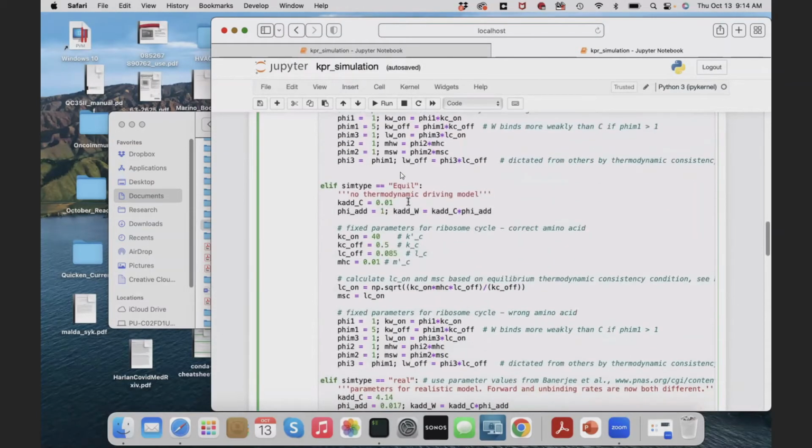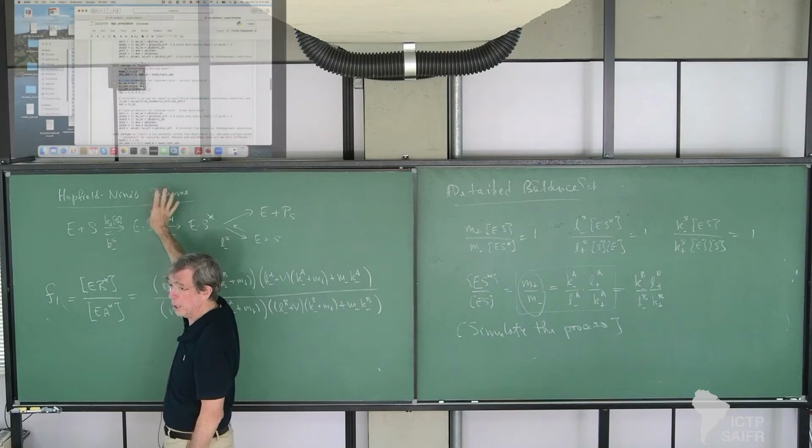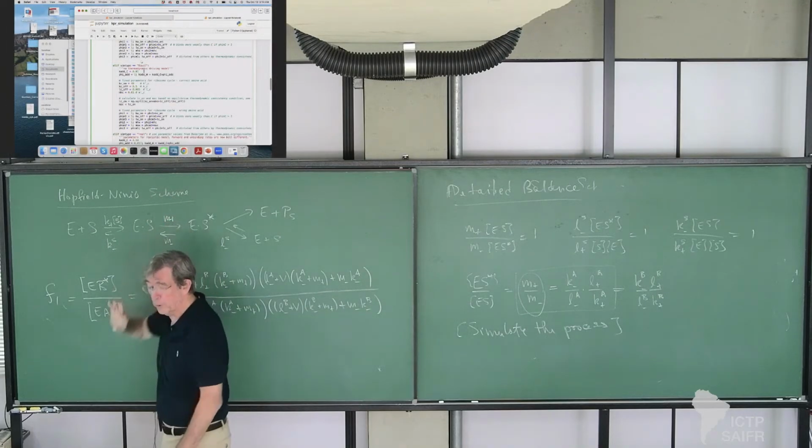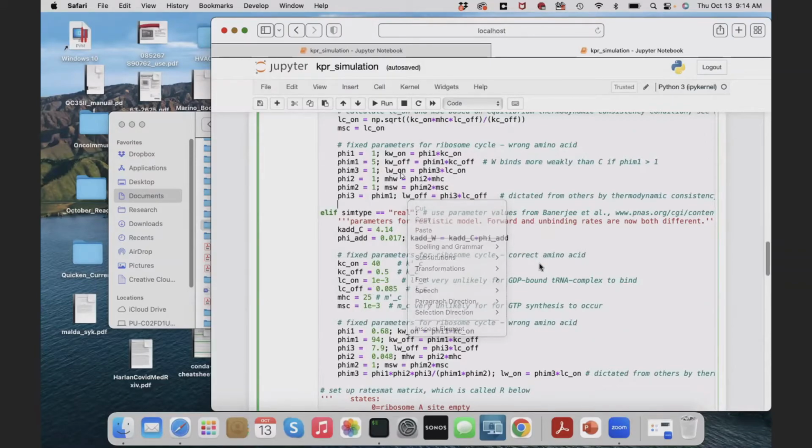You can do an equilibrium simulation in which this process does not get any help from the outside, and it is chosen to be in equilibrium, and so on. So I probably won't go into that. Okay, so let's see.